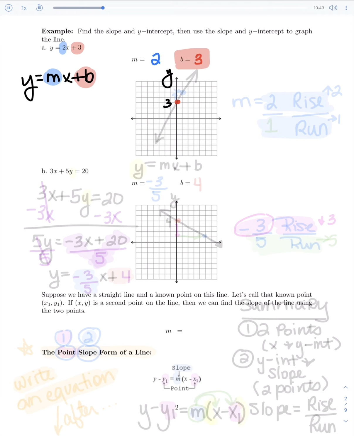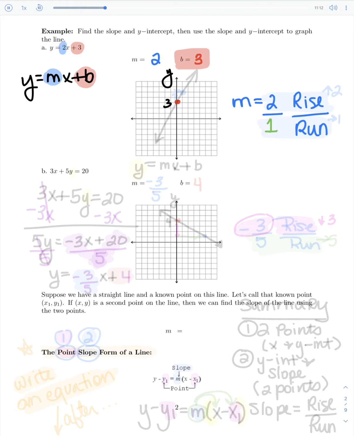Then I can use my slope on how to come up with a second point. Remember, my slope is 2. Remember, if we're using our slope on how to get from one point to the other, we use it as a rise over run problem. I don't see anything on the bottom of my fraction. So the question is, what's on the bottom of my fraction? Well, it's a hidden 1.